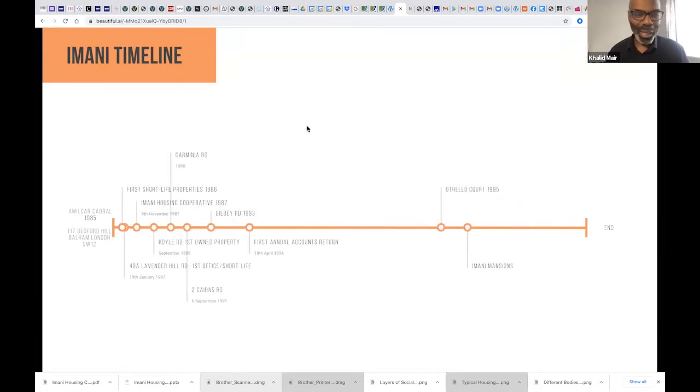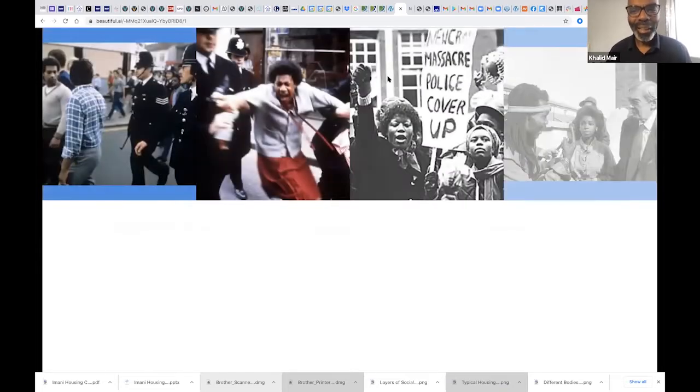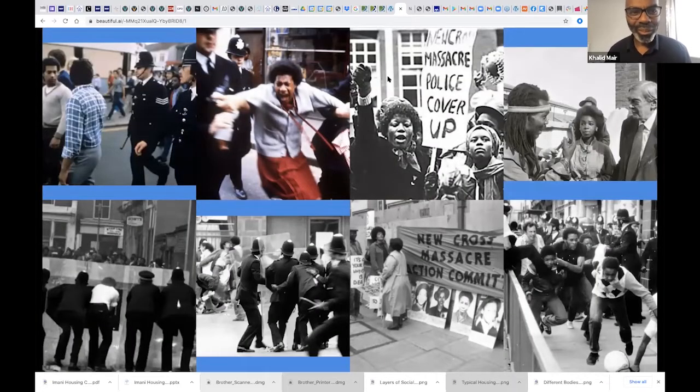Here's a little timeline. A lot of the activity actually happened in that early period, and there was a lot going on at the time, and I think some very bright people suggested that Black and minority ethnic people needed to have more of a stake in society.